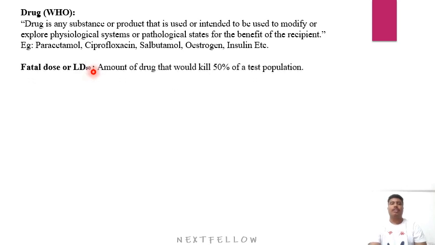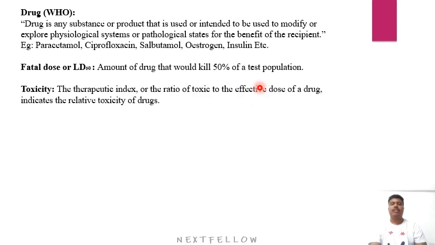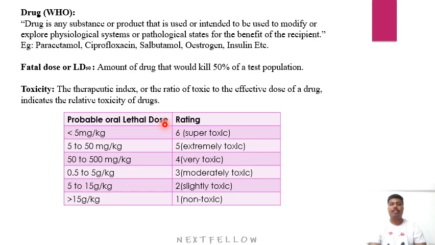Now, what is fatal dose of a drug? Fatal dose of a drug or a poison is also known as LD50, lethal dose 50, the amount of drug that would kill 50% of a test population. What is toxicity? The therapeutic index, or the ratio of toxic to the effective dose of a drug, indicates the relative toxicity of drugs. Now, this is a table by Gosselin et al.